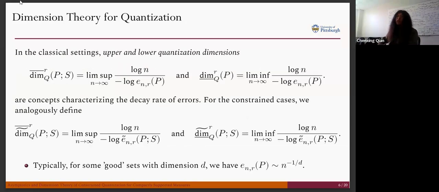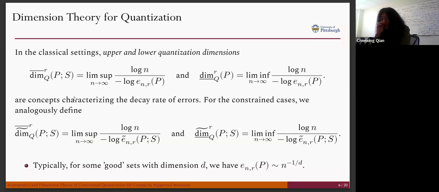And about the dimension theory. In the classical setting, we can define the quantization dimension, which can measure the asymptotic rate of how the quantizers can approximate the probability measure. In the case r equal to infinity, it's how the covering radius can approximate the support of the probability measure.